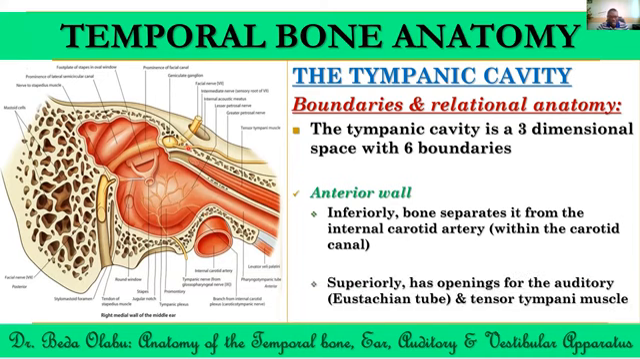Much superiorly, that's where we have the openings. The opening of the eustachian tube, also known as the pharyngotympanic tube, that balances pressure between the middle ear and the outer ear. And the opening for the tensor tympani muscle, which, as the name suggests, creates some tension on the tympanic membrane through the malleus.